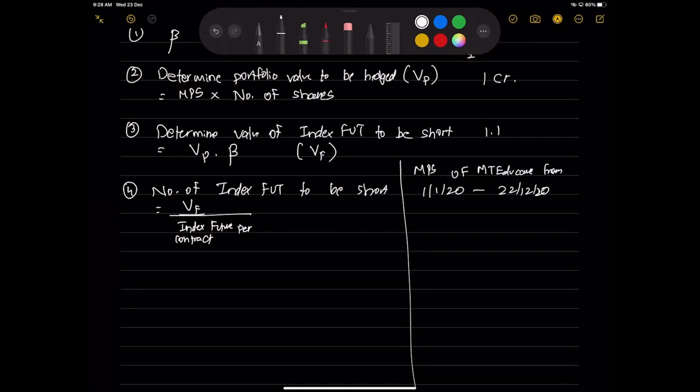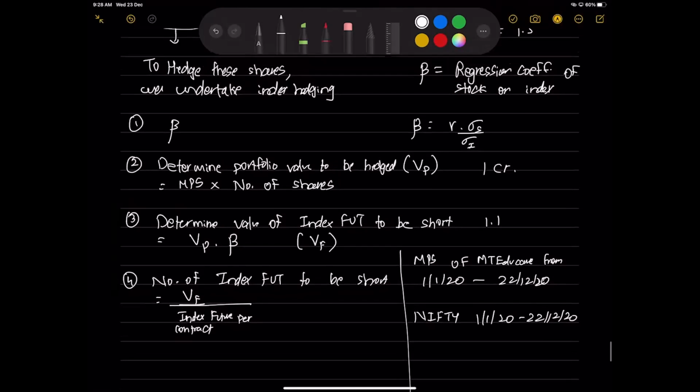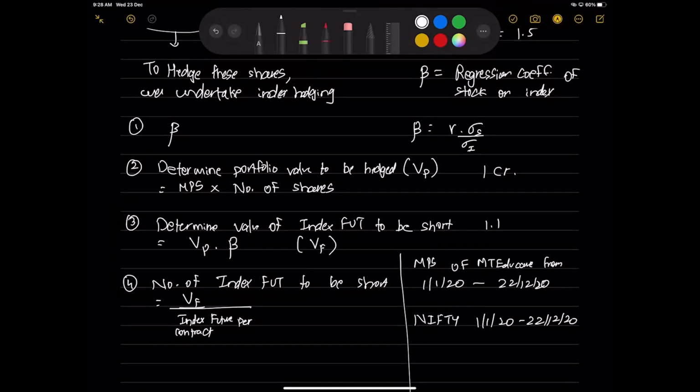Calculate this and also obtain the Nifty data from 1/1/2020 to 22/12/2020, all using historical data. So the Nifty index values for this time period and the MT Educare values for this time period. Let's just try to download this. After that we will do this entire procedure on the Excel file. If you want, you can take it down on a piece of paper or take a screenshot of these 4 steps, and then we will work it out on the Excel sheet. I'll give you maybe 5 minutes to download the data. Go ahead. Explore the NSE website a little and try to get the historical prices of the stock and historical values of the Nifty index.